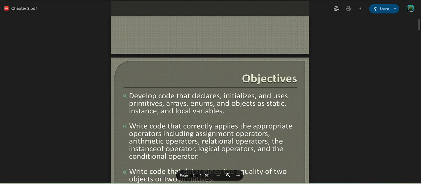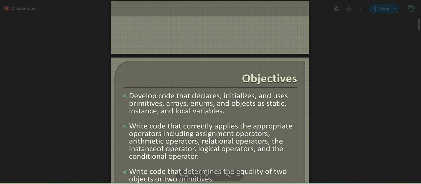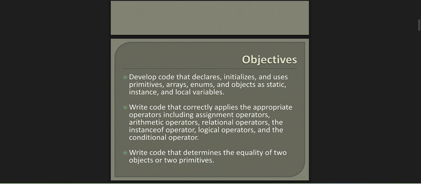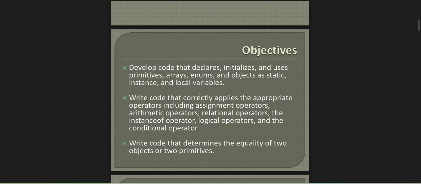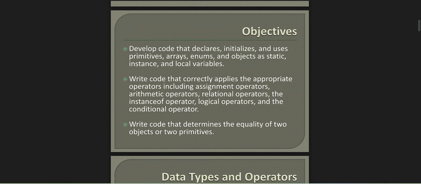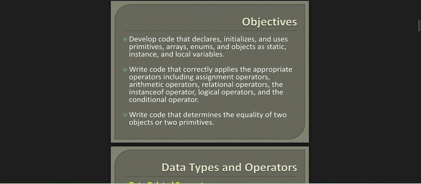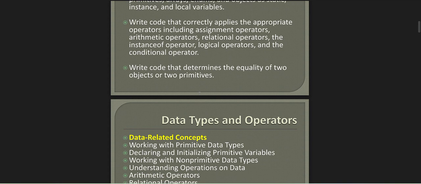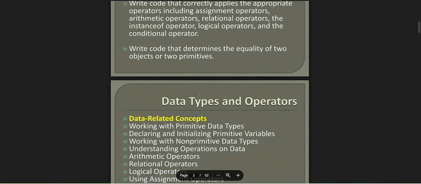Chapter 2: develop code that declares, initializes, and uses primitives, arrays, enums, and objects as static, instance, and local variables. Write code that correctly applies the appropriate operators, including the assignment operator, arithmetic operator, relational operator, instanceof operator, logical operator, and the conditional operator. Write code that determines the equality of two objects or two primitive data types.